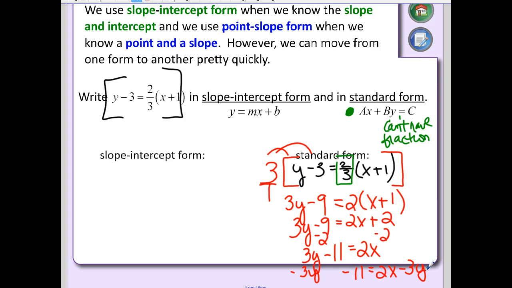So the nice little handy idea of this point-slope form is that we can quickly convert it to slope-intercept form, or we can do the math and convert it to standard form, and it's just a pretty quick way to get through to each one.